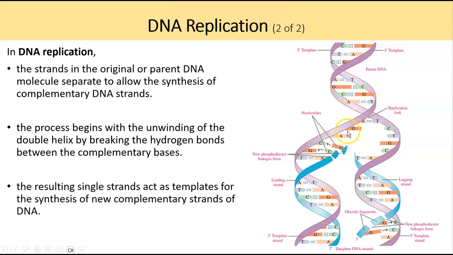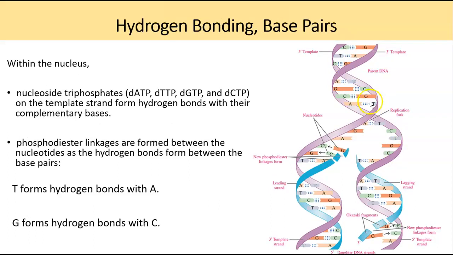Now, after it unwinds, the two strands from the parent DNA will be separated, and the two strands will act as the templates for the synthesis of new complementary strands of DNA. The purple color of these two strands shows the DNA templates used to make the new strands.